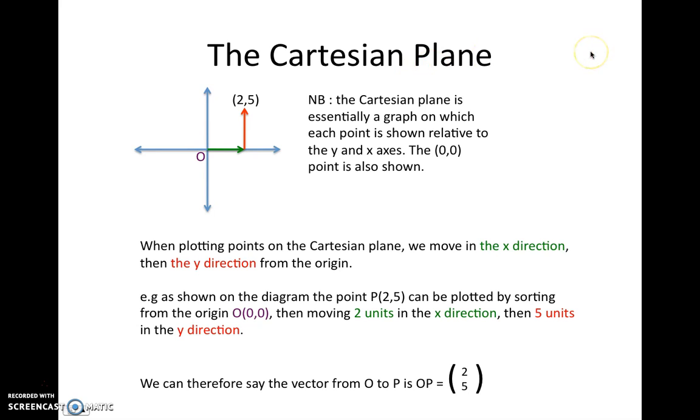So the Cartesian plane. It's essentially just a graph on which each point is shown relative to the y and x axes. The (0, 0) point is also shown. It's called the origin. So take the point P (2, 5). To get from O to P, the vector OP, you go across 2 units right in the x direction, and then you go up 5 units in the positive y direction. We can therefore say that the vector from O to P is (2, 5).